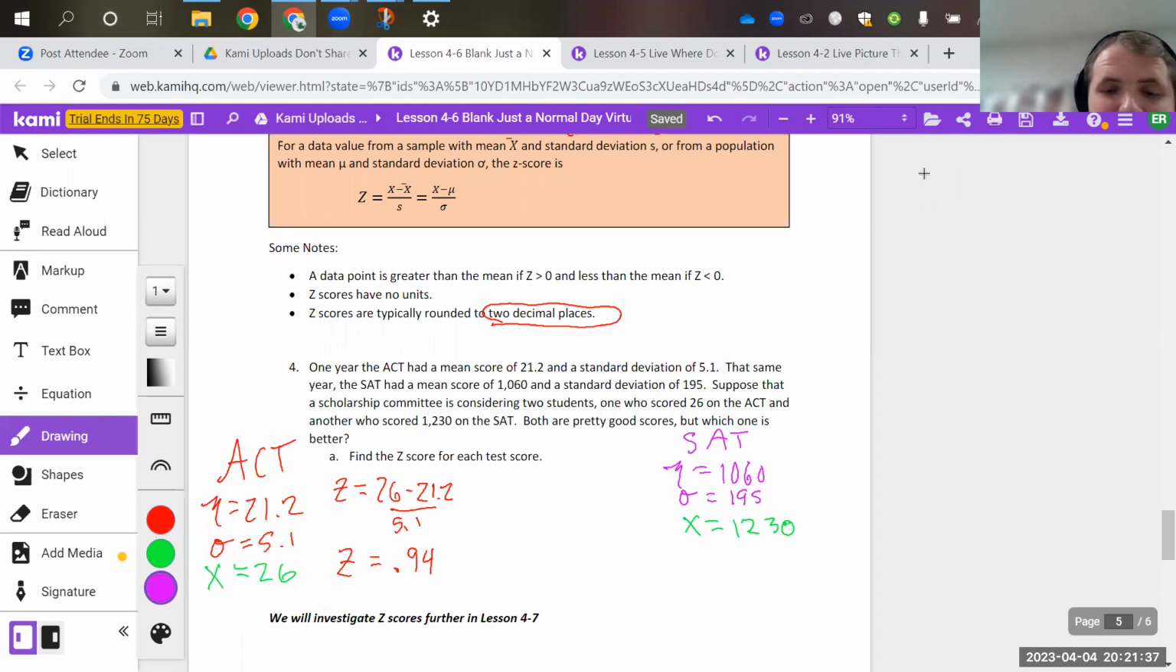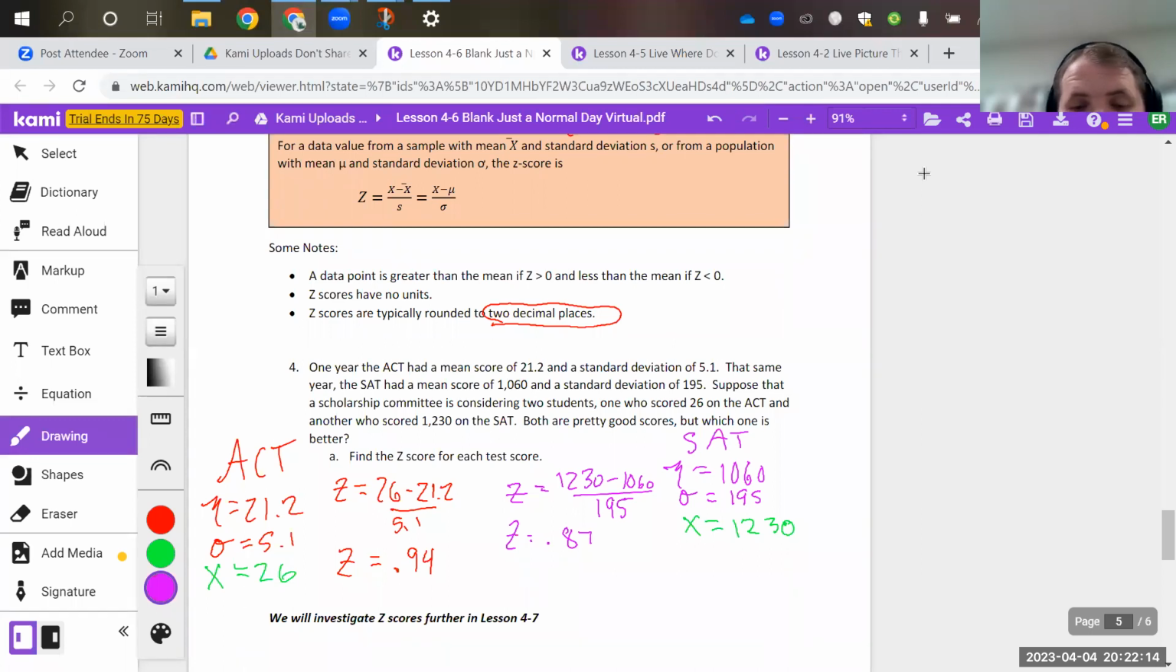And then for the SAT, by the way, I'll always cross my Z's because they look like 2's. I've got 1230 minus 1,060, divided by 195. So that z-score would be 0.87. So we're looking at which one is the better score. Hopefully you're seeing that the red is a higher z-score, and that's what we want.